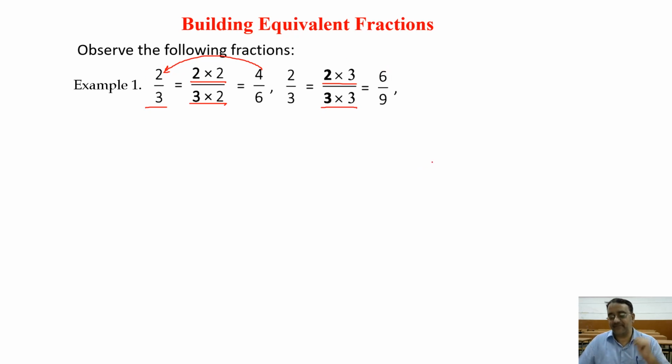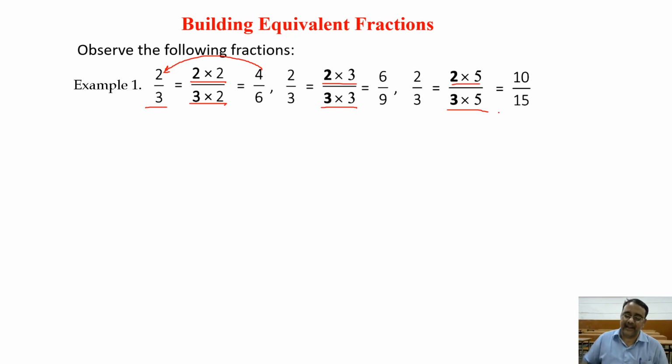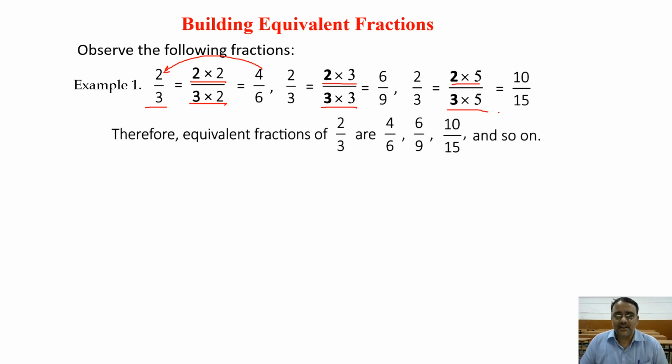Now we'll multiply with 5. So what we'll get? 10 by 15. Very good. So therefore you can write n number of fractions or infinite fractions. So therefore equivalent fractions of 2 by 3 are 4 by 6, 6 by 9, 10 by 15 and so on. Chalo, well, this is the example of multiplying numerator and denominator by the same number.